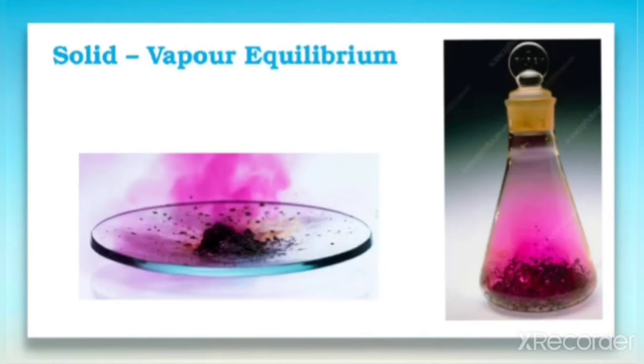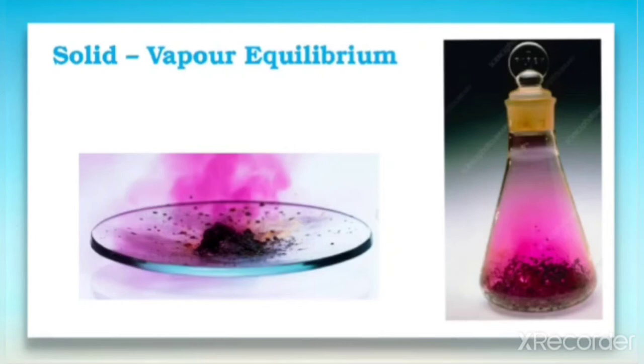But after some time, the intensity of the color becomes constant. That means up to a certain time only, this coloration increases. But after some time, there will be no change in the color. That means the coloration will remain as it is, the intensity of color becomes constant. We can say that at this stage, equilibrium is attained.